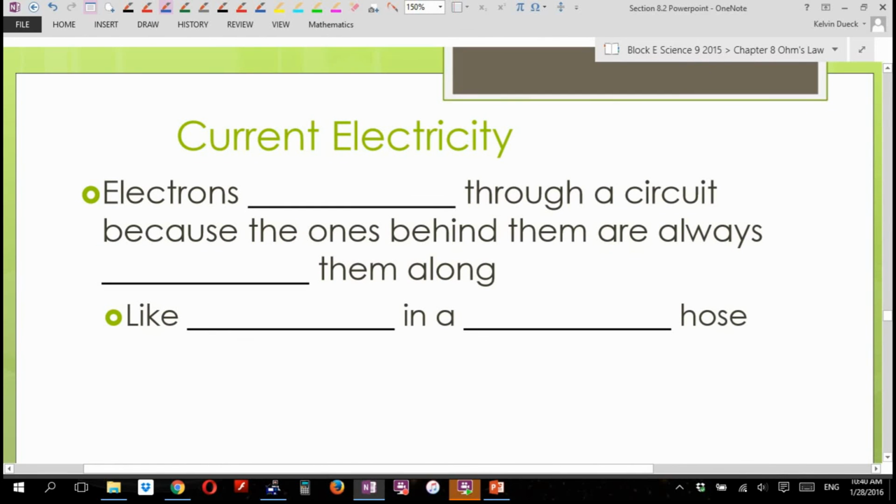So, electrons flow through a circuit because the electrons behind them are always pushing them along. It's sort of like water in a hose. When you turn on the tap of a garden hose, the water in the front actually isn't being pushed by the tap. The water in the front of the hose is being pushed by the water molecules just behind it, which are being pushed by the water molecules just behind it, and you keep going all the way, and eventually you reach the tap. But I'm telling you, those front molecules don't know there's a tap. They're just getting pushed. You know what? The electrons in a circuit, they're all just getting pushed by the charge behind them.